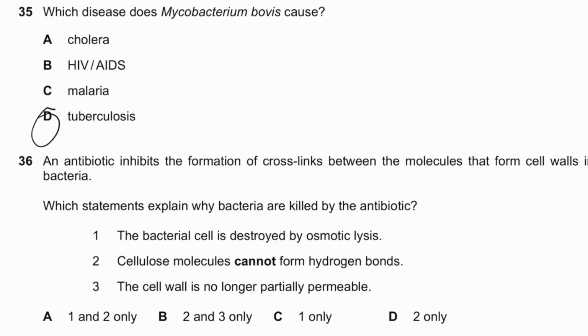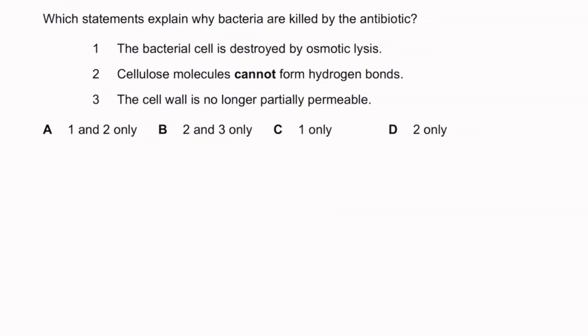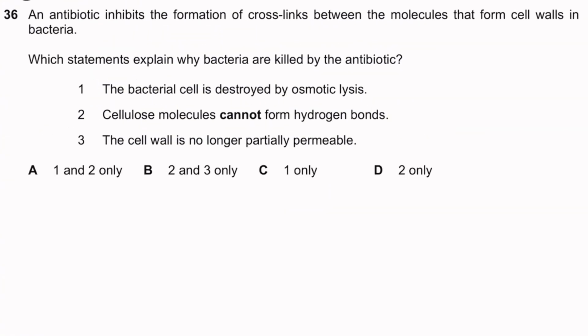36. An antibiotic inhibits the formation of crosslinks between molecules that form cell walls in bacteria. Which statements explain why bacteria are killed by the antibiotic? The bacterial cell is destroyed by osmotic lysis. Okay, bacteria are not killed because of cellulose molecules, so we can remove this, because the bacterial cell wall is made of peptidoglycan. But then here we have the cell wall is no longer partially permeable. The cell wall was never partially permeable, so it also cancels out 3.